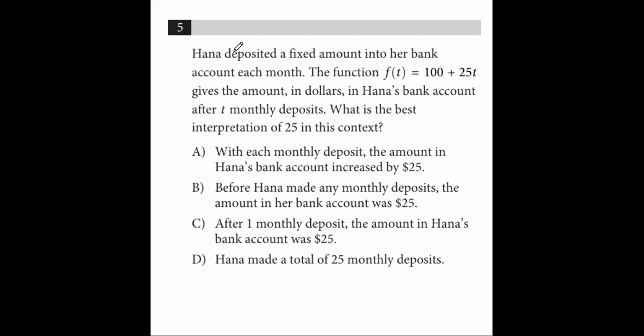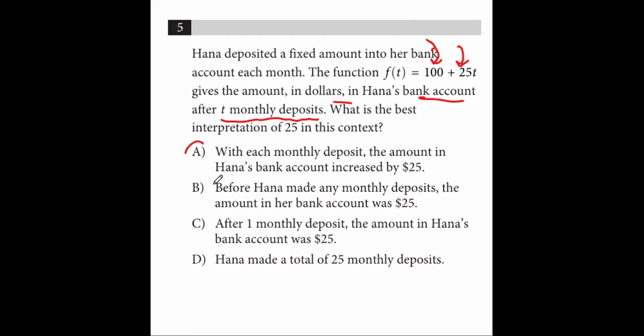Okay, so question 5. I deposit a fixed amount into a bank each month. We have a function, 100 plus 25t gives the amount in the bank account after t monthly deposits. So t monthly deposits means that t is the total number of deposits that she did. So that means that 25 must be how much she deposited every month, and 100 must be the initial amount that was in her bank account. So what is the best interpretation of 25?